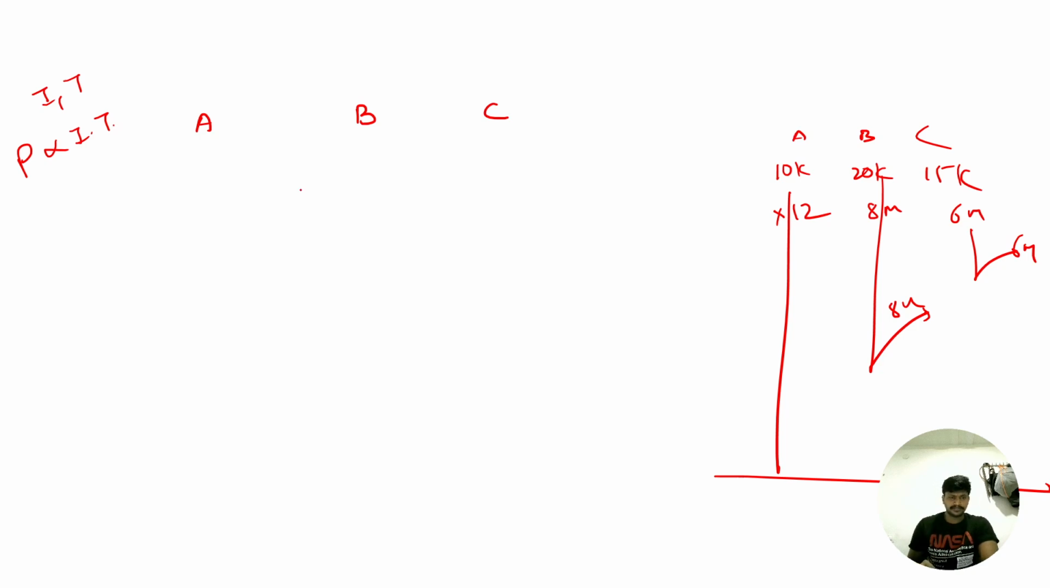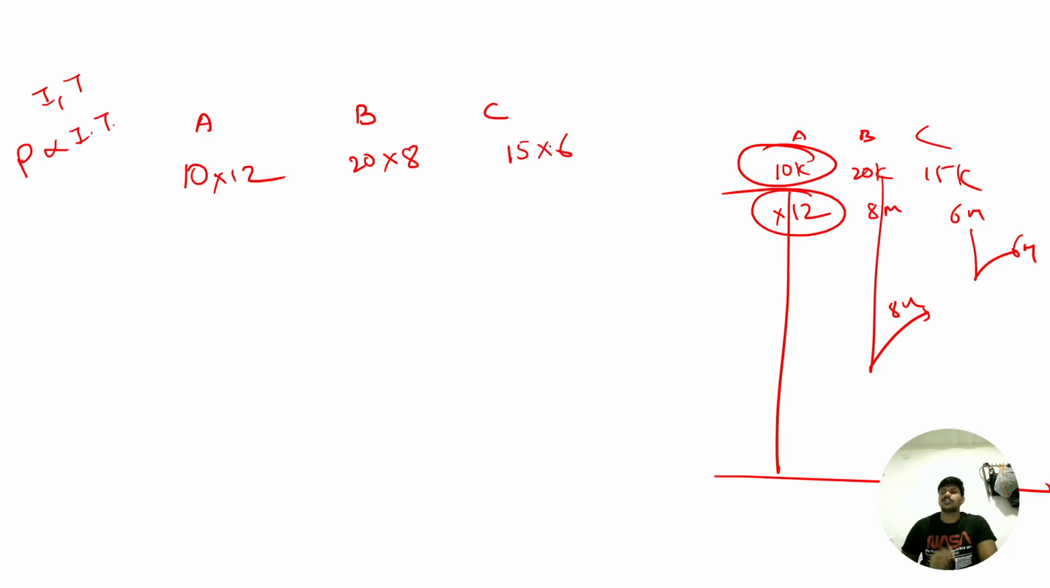For example, A is investing 10K for 12 months. So 10K he is investing for 12 months. B is investing 20K for 8 months. And C is investing 15K for 6 months, like that. Now find out this ratio, you'll get your answer.